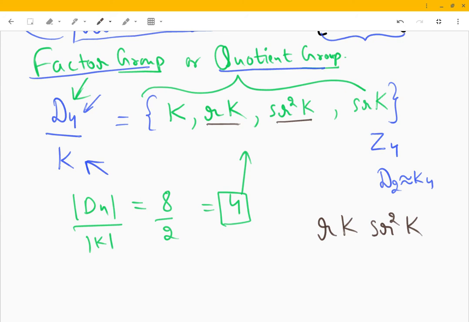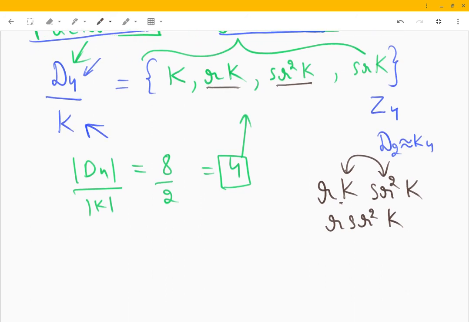I'm writing this will happen. So this K is combined. Actually, they change positions, commutative. So this should be Sr cube R square K. Let me explain this. If we have A K operated on B K, then this just becomes ABK.